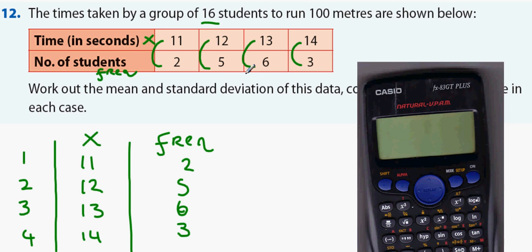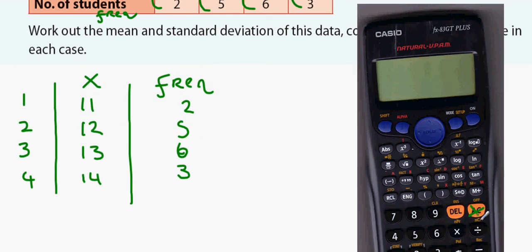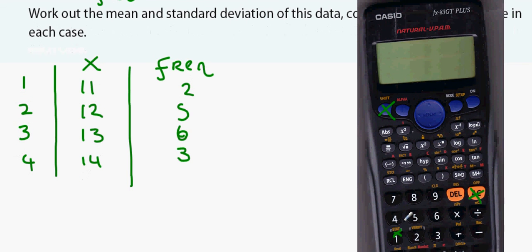Press the AC button, as you always do. The AC button clears the data. Press shift, stat. Stat is number 2. Shift and stat. Press the number 4 for variable.